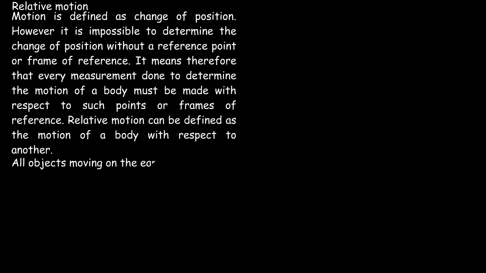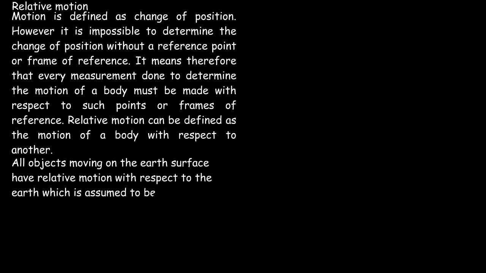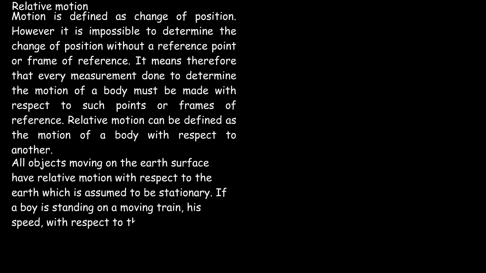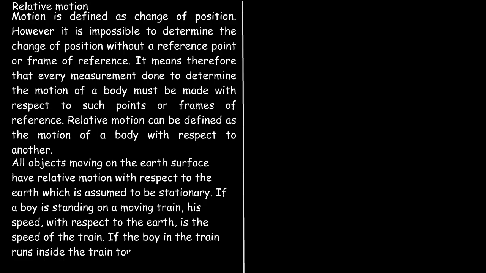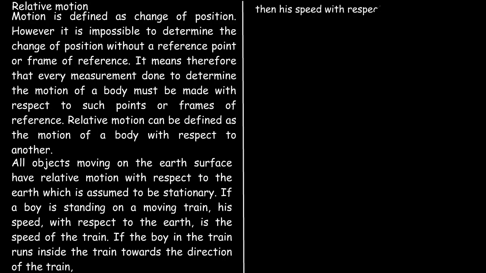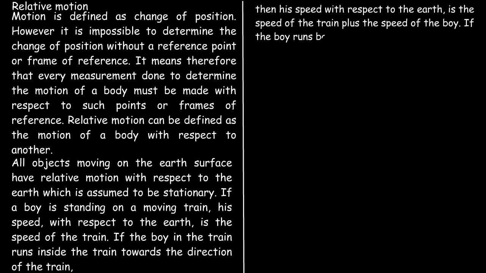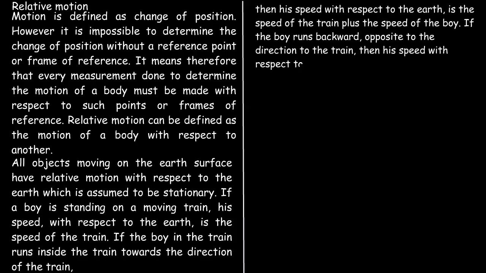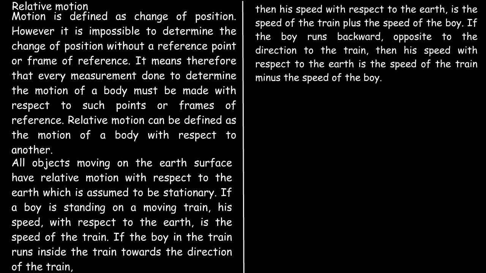All objects moving on the earth's surface have relative motion with respect to the earth, which is assumed to be stationary. If a ball is standing on a moving train, its speed with respect to the earth is the speed of the train. If the ball in the train runs inside the train towards the direction of the train, then its speed with respect to the earth is the speed of the train plus the speed of the ball. If the ball runs backward opposite to the direction of the train, then its speed with respect to the earth is the speed of the train minus the speed of the ball.